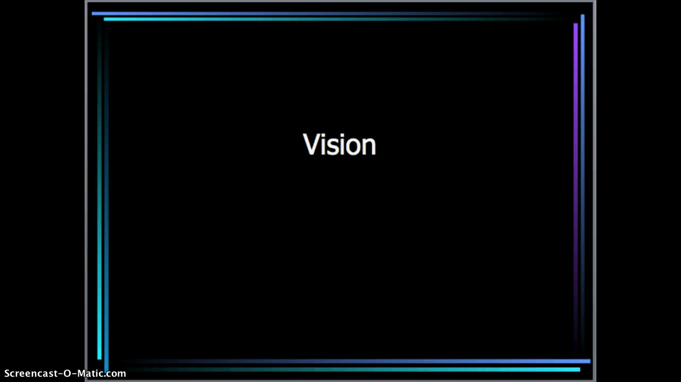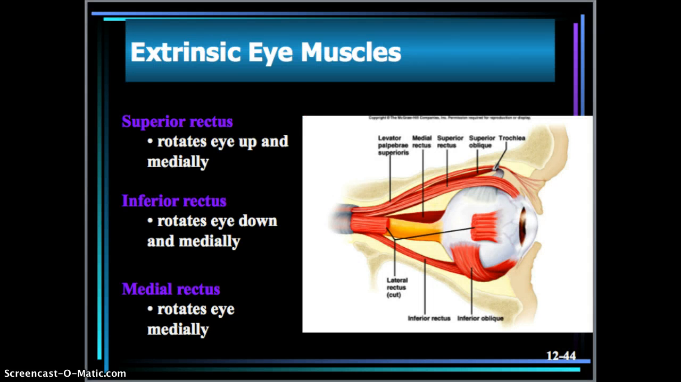Vision. All right, so the eye has many extrinsic eye muscles, extrinsic meaning outside of the eye. There are 6 total. They arise from the bones of the orbit of the eye, and they are inserted into the surface of the eye, into the sclera.